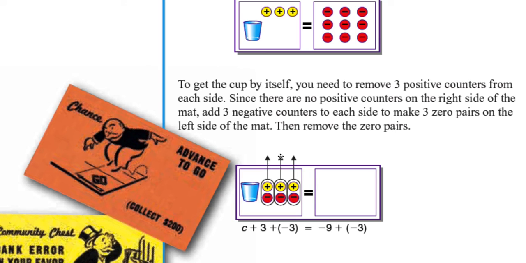Okay, and now we remove the 3 negative counters by adding, we add 3 negative counters to each side to make 3 zero pairs on the left side of the mat. Okay, and then we simply remove the zero pairs. So what we did, we put 3 negative counters, we made 3 zero pairs, we removed the 3 zero pairs.